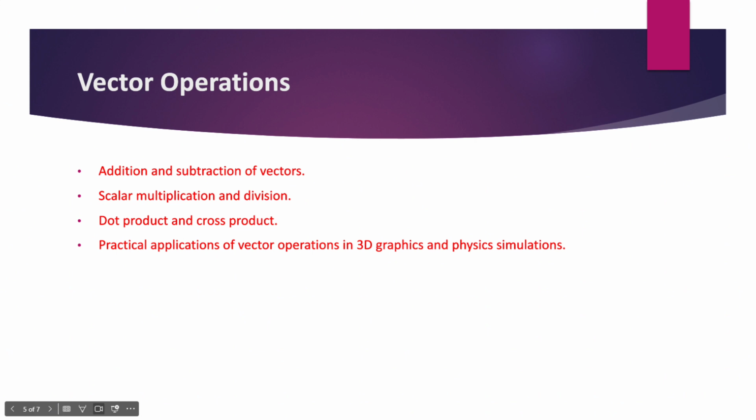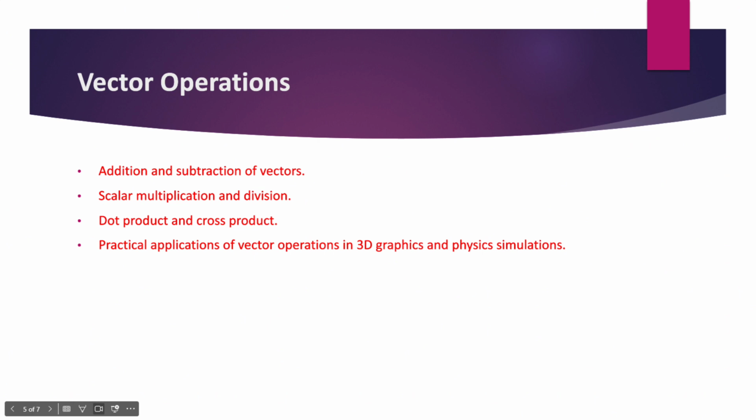Dot product. Definition. The dot product of two vectors yields a scalar quantity equal to the product of the magnitudes of the two vectors and the cosine of the angle between them. Practical application. In computer graphics, the dot product is used to determine the angle between two vectors, which is crucial for lighting calculation. It helps determine the intensity of light reflected off a surface based on the angle between the light source direction and the surface normal.